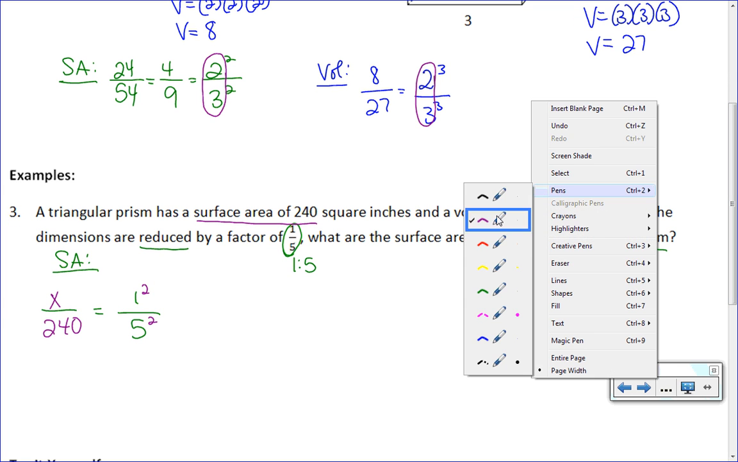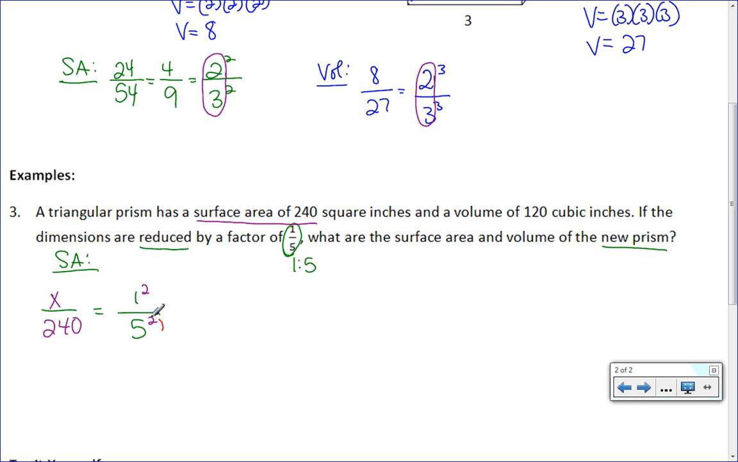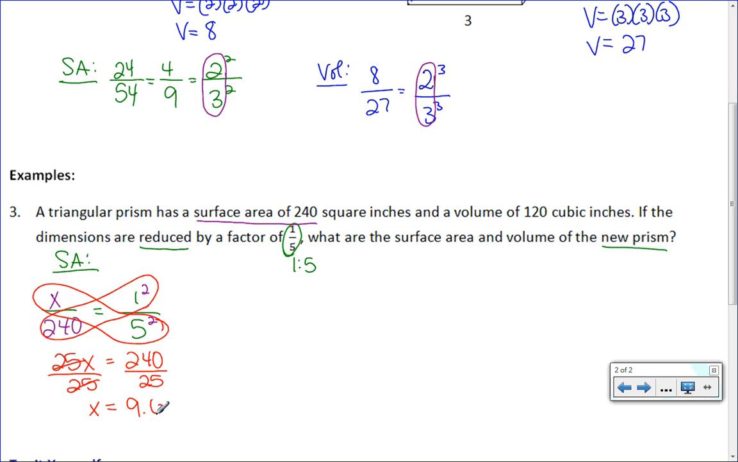So again, we will use cross products. So here, we have 5 squared, which is 25, times x. That's 25x. And then here, we have 1 squared, which is 1, times 240, is 240. And then we'll finish solving this for x by dividing both sides by 25. We get x is equal to 240 divided by 25, which is 9.6. And since we were solving for surface area, and the original units were inches, this will be square inches. Okay, so that's surface area.